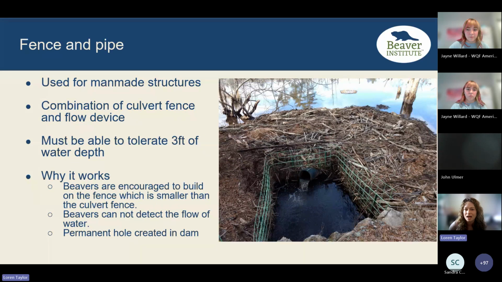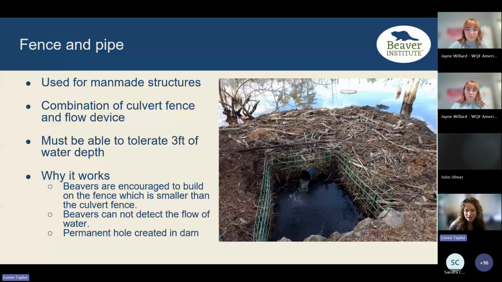All right, so next we have fence and pipe flow devices, and we use this flow device at man-made structures, like a culvert, for instance, or a spillway. This device combines a beaver exclusion fence, a modified version of our culvert fence that we talked about earlier. This is significantly smaller because we actually don't care if damming happens on this fence. And it combines that with a pond leveler pipe system. Now, this is by far the most successful long-term cost-effective solution for beaver flooding. It has a 99% success rate, and it requires very little maintenance for it to operate and function smoothly.